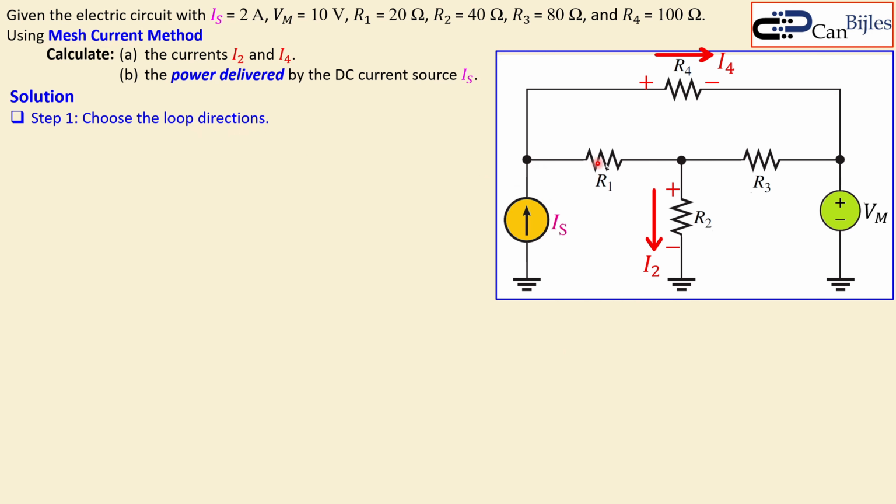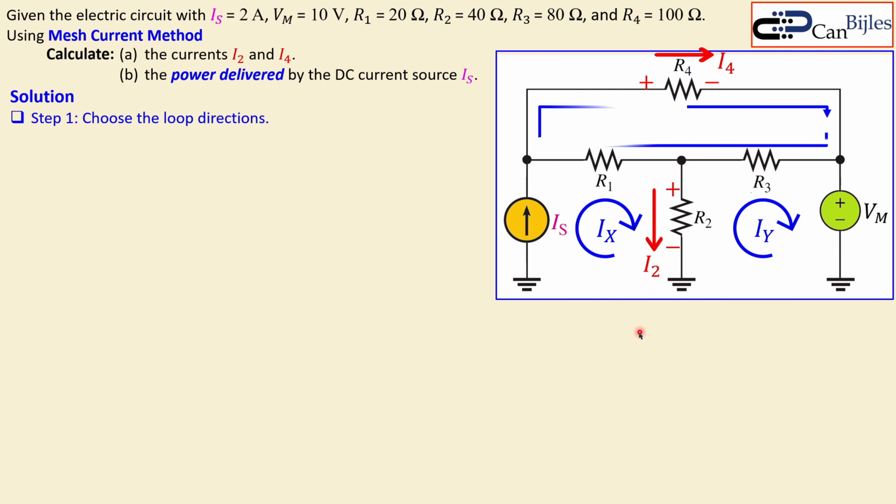What do I have? I have a loop here, and another loop here, so a second loop, and a third loop is here. If I say this is the first loop with loop current IX, I will name it differently. I don't name it I2 because that's already reserved for the resistor R2. We have also this loop, which is IY, and another loop here, which is IZ. That is the third loop.